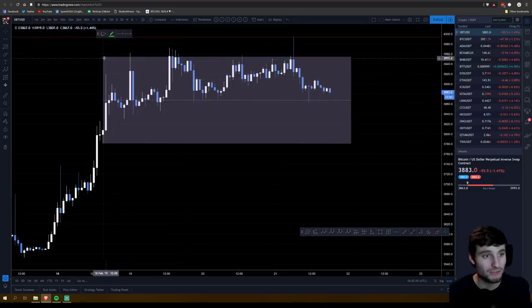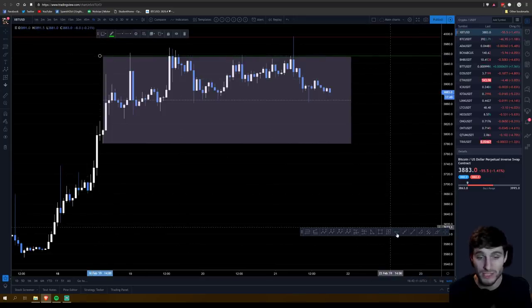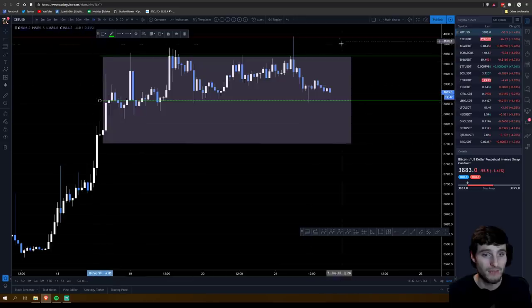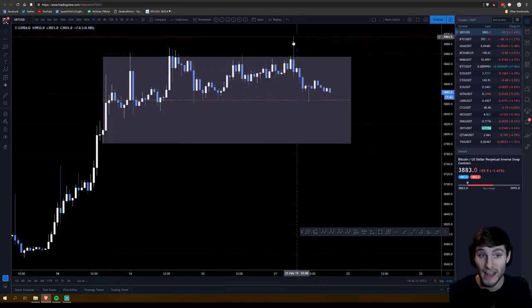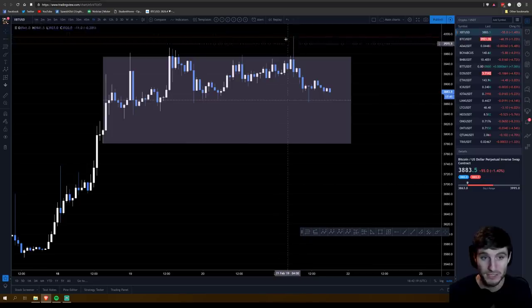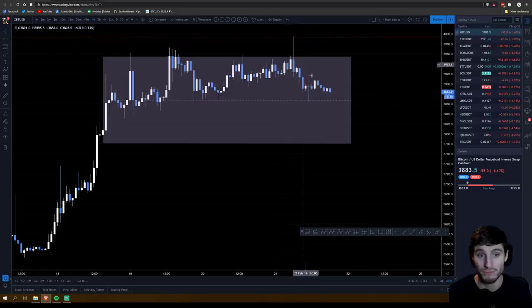How have I marked out this range? Simply by taking a resistance and a support, giving me a support and a resistance line to keep my eye on. I'm going to be covering this red line later on in the video, because it's no surprise to me that we came up and touched this red point before coming down and getting rejected back onto the middle of the range.